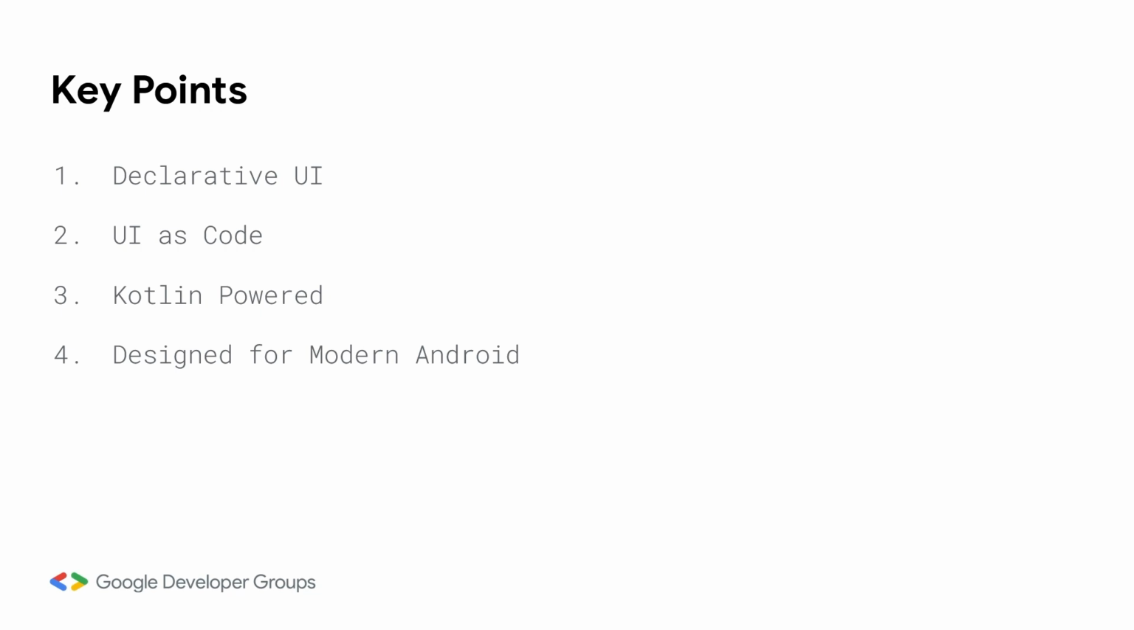UI as code. Unlike older Android UI frameworks, Compose allows you to define the UI using code, making it more flexible and maintainable. When I get into the example, you will understand what I mean by that. It's Kotlin powered, so Compose is fully integrated with Kotlin, leveraging its language features and providing a seamless development experience. And finally, it's designed for modern Android. It's designed to work well with Android's latest features and supports both new and older Android versions.